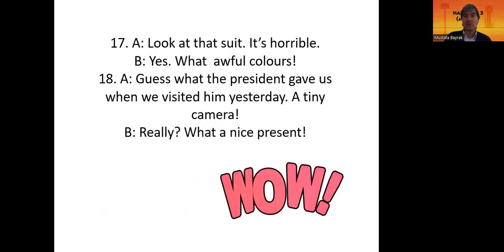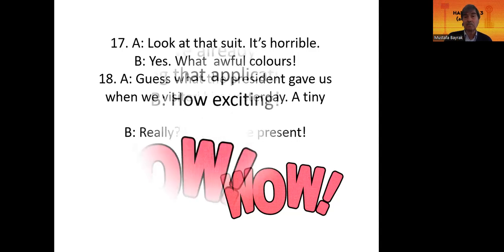17. Look at that suit. It's horrible. Yes, what awful colors. What an awful design. Guess what the president gave us when we visited him yesterday? A tiny camera. Really, what a nice present. What a nice present. How nice. Or "What a present!" is enough, with an exclamation mark.